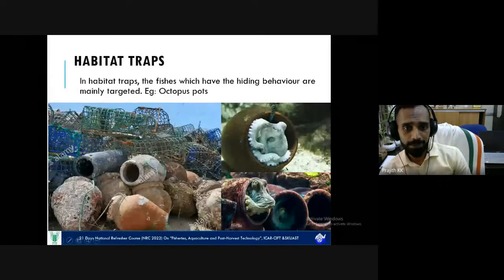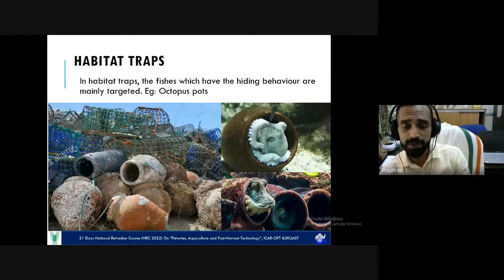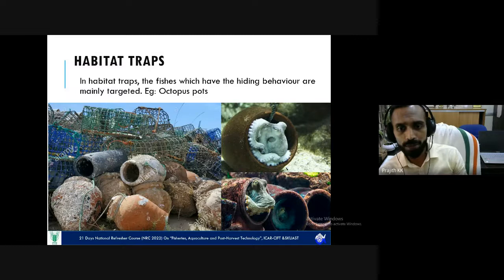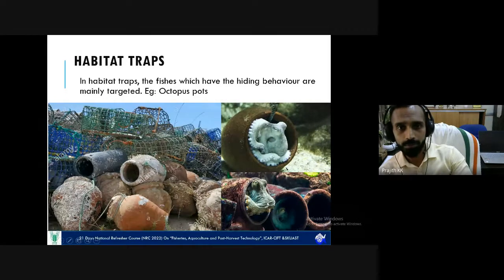Another is habitat traps. Habitat traps means some fishes have a habit of hiding in crevices, cracks, or some structures. So we are utilizing that behavior, especially in the case of octopus. Octopus have a hiding behavior inside pits or pots. So if you deploy a pot-kind of structure in the habitat of an octopus, it will automatically go inside and get trapped. So octopus pot is an example for a habitat trap.